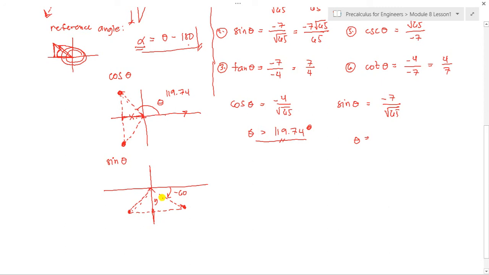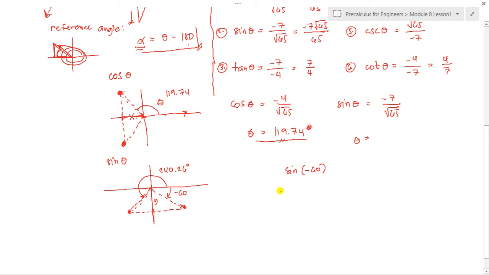So if you take the sine, negative 60, and read from here, that is 180 minus 60, or 180 minus 119.74, plus 180, so that is approximately 240.26.